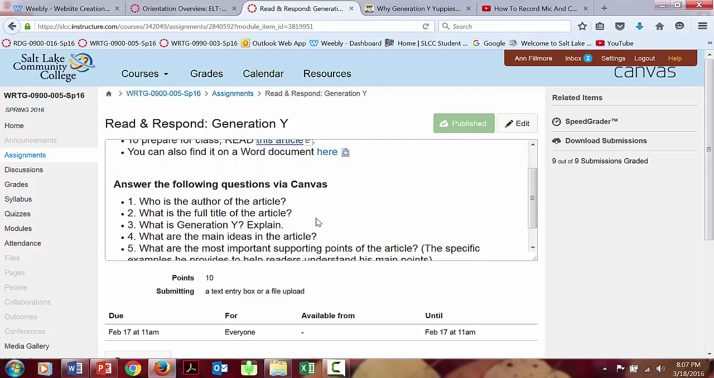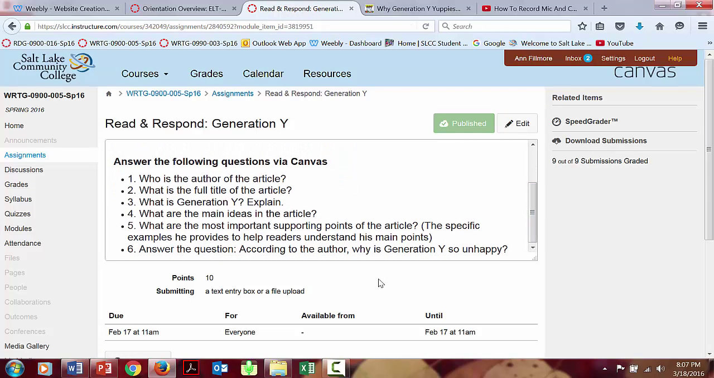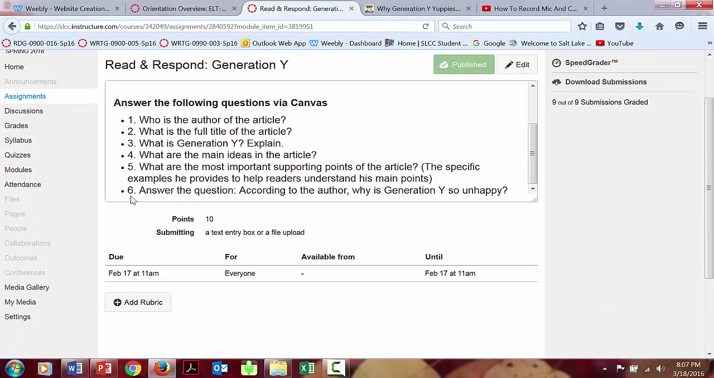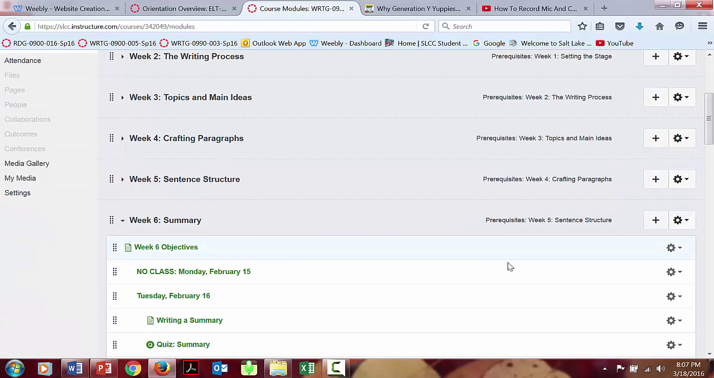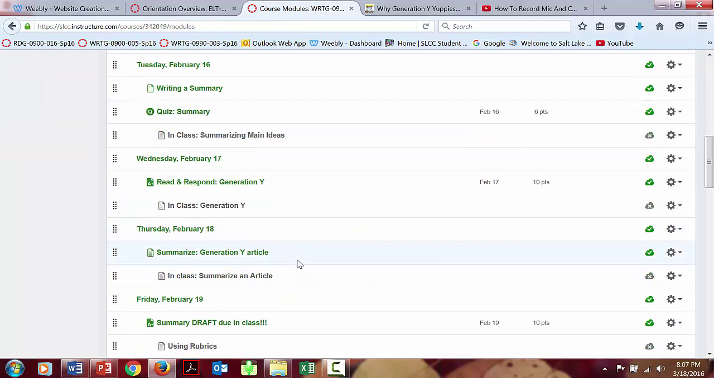Okay, so they read the article, then I have some questions. Again, it kind of ensures they are reading it. Who's the author? What's the title? What is Generation Y? What are the main ideas? Most important supporting points. And then the crux of the whole article: according to the author, why is Generation Y so unhappy? Because that's the title of the article.